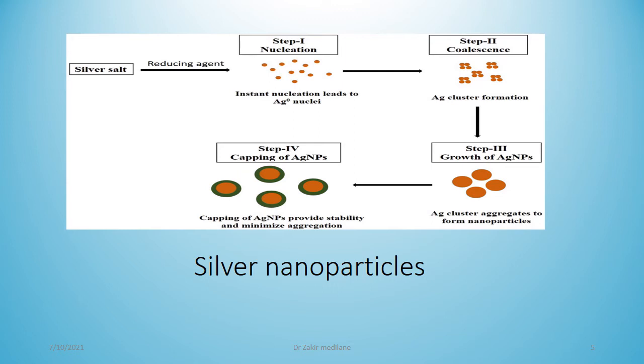So at this stage there are more chances of stability. More stable nanoparticles are formed at this stage, and there is less chance of aggregation, which means the nanoparticles are not coming closer to each other; they remain as separate entities.